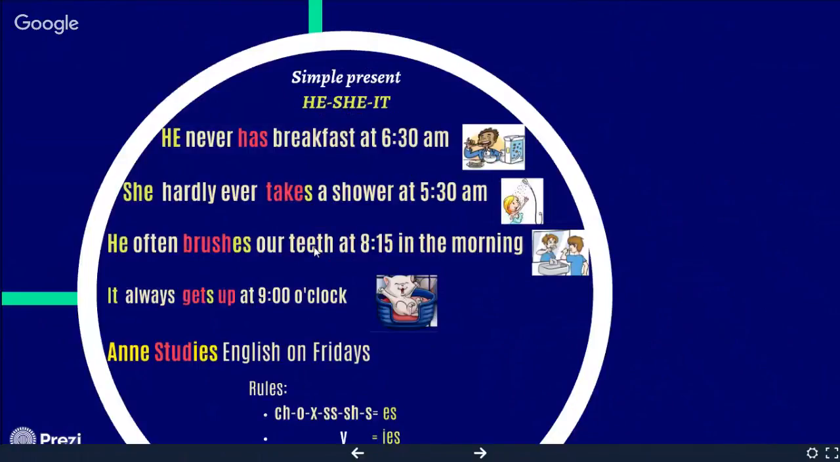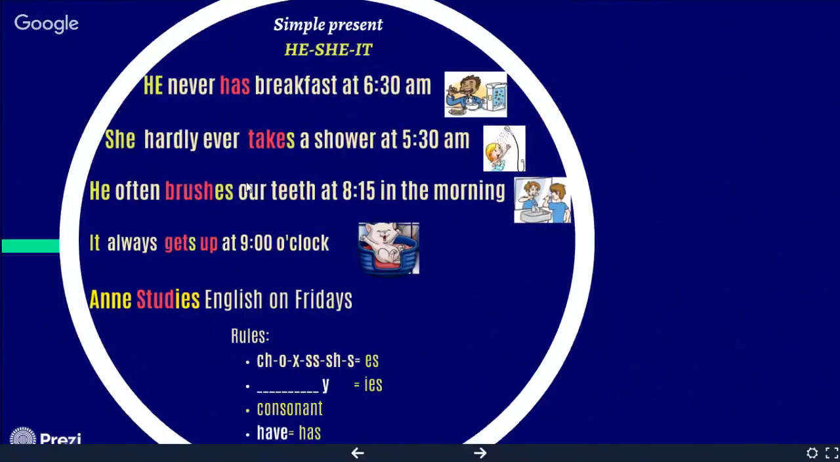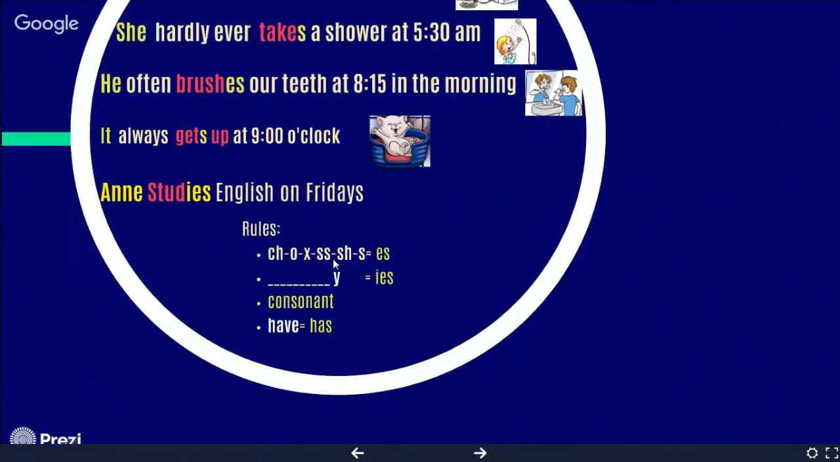And the other personal pronouns, for example, he, she, it. In this case, we have to consider some rules when it's he, she, it in affirmative. The first rule is when the verb finishes with ch, o, x, double s, sh, s, we have to add the letters es. When the verb finishes with a consonant and the letter y, you have to change the letter y to the letter i and add es. And the verb have, you have to change to has. Have, has.